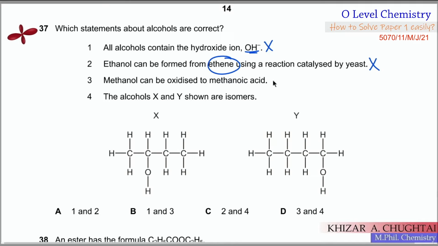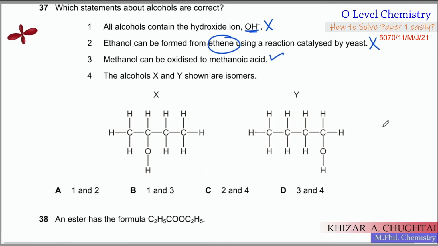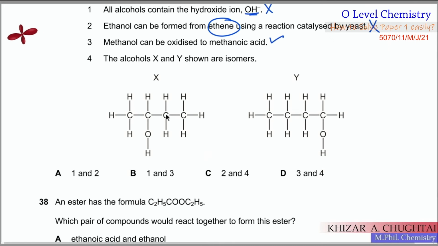Methanol can be oxidized to methanoic acid. Yes, it is correct. Alcohols X and Y are shown over here. Are they isomers? Yes, the position of this OH is changed, so yes, they are isomers. Options 3 and 4 are correct. So D is the correct option.